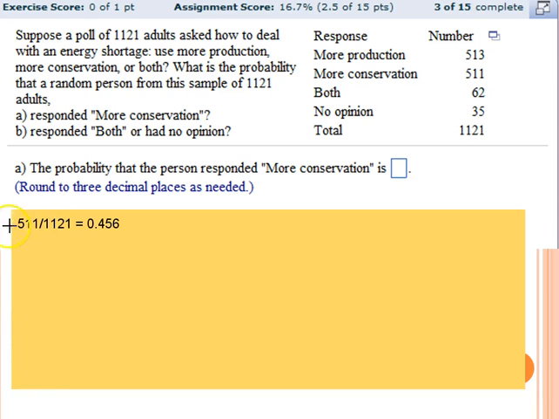So that's how you calculate a basic probability. It's just the number of possible outcomes in that event of selecting a person saying more conservative over the total possible number of outcomes, which would be the total number of people that was polled.